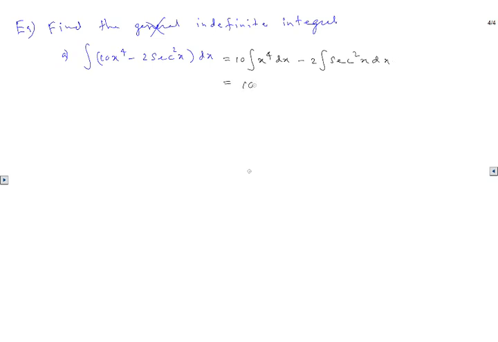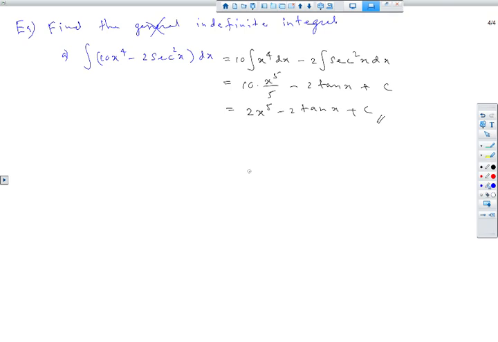Then you write your answer: 10 x to the 5th over 5, minus 2 secant squared, which means 10x. Now you add only one c. You can add 2 c's, but you don't need to, you just add 1 c, and then if possible you need to simplify. So if you simplify, 2 x to the 5th minus 2 10x plus c, that's the final answer. But if you can write this final answer directly from that, that's okay. There's nothing wrong with that. Okay, so let's do another one.